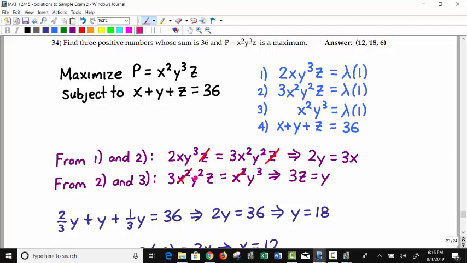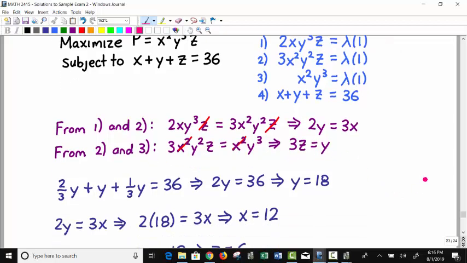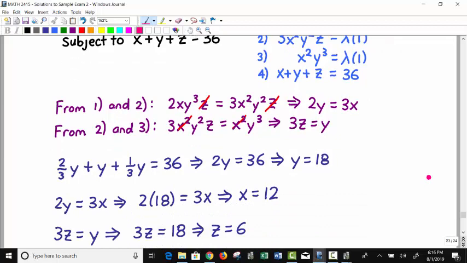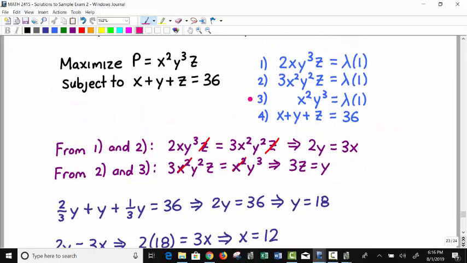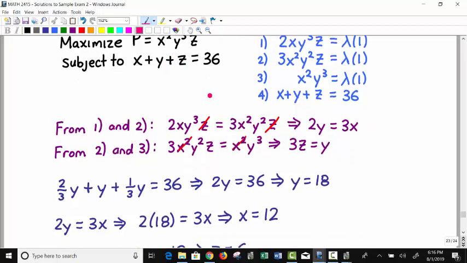And then I worked with 2 and 3, same kind of idea. I took these two, and then x squared divides out. And then same thing, if you divide both sides by y squared, you'll get 3z, and then you'll have a y left on the right. So you have 3z equals y. So now we need to solve everything in terms of y, because it's the common variable. So that means x would equal 2/3 y, and z would equal 1/3 y. So not too bad. We go back up here.